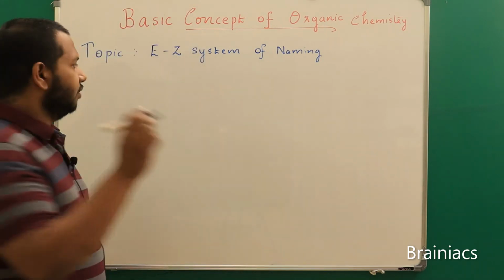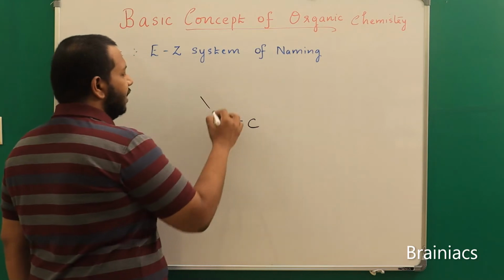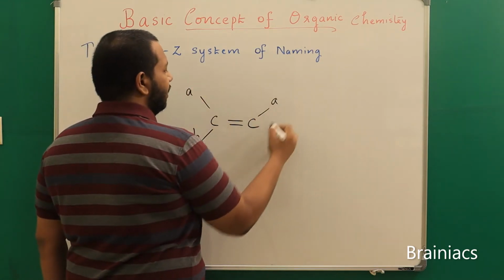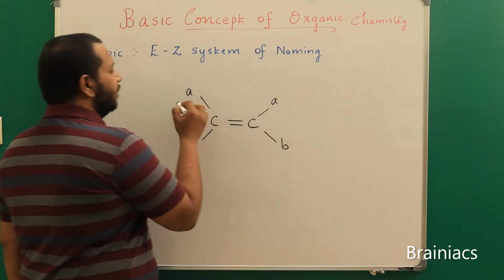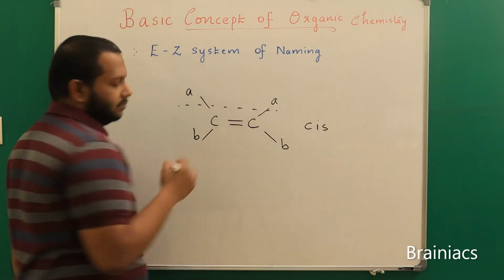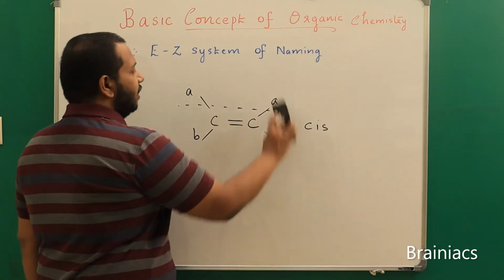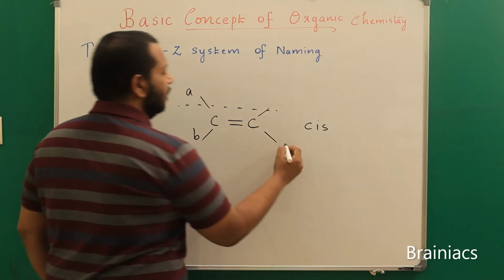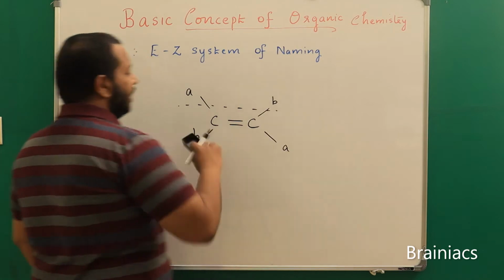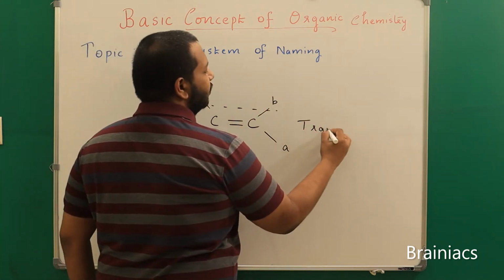For example, in the cis-trans system, if you have a C double bond C, and here A and here B, and here A and here B. In this case, we can say both A are in the upper plane and we call this a cis system, correct? And suppose we have the other situation. Here we have A and here we have B. In this case, they are on the opposite plane, so we say this is a trans system.